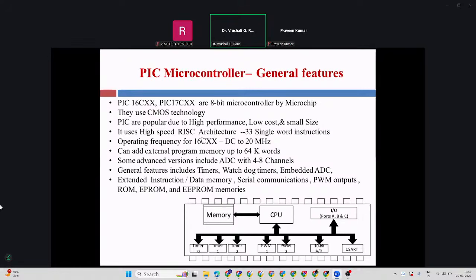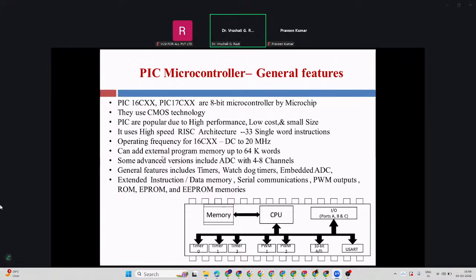Operating frequency for this particular series: as we go on changing the series, the operating frequency will change. So obviously it depends on what microcontroller you choose; you have to find out its frequency range. So for the 16C, DC to 20 megahertz is the frequency range. You can add external program memory up to 64K words. How much? 64K words. This much external program memory can be added to the internal memory, whatever is available.